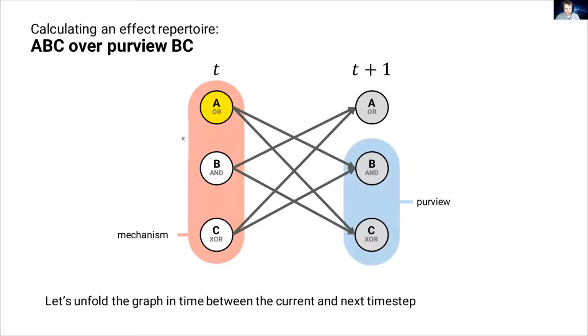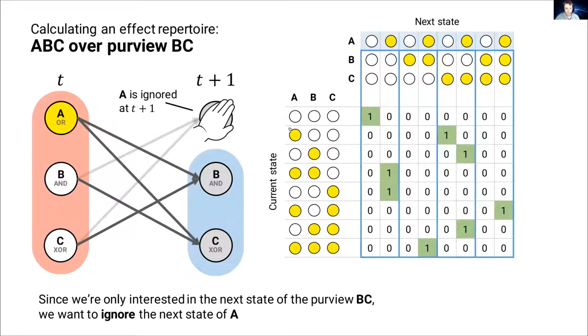So this is a graphical representation where the mechanism again is A in this on state, B and C are off, and we're looking at the impact of that on B and C in the next time point. So what we do in this circumstance is we marginalize over A at the next time step, because we are essentially just ignoring A at the next time step.